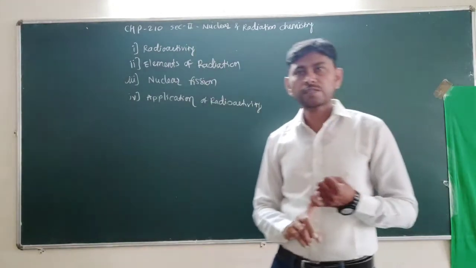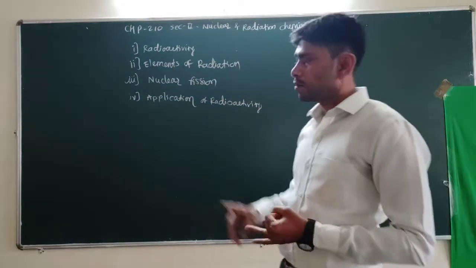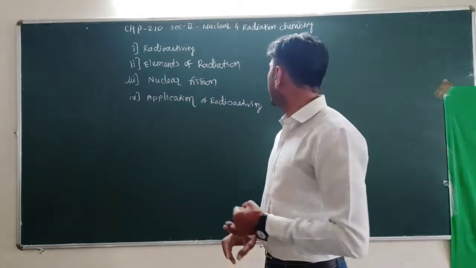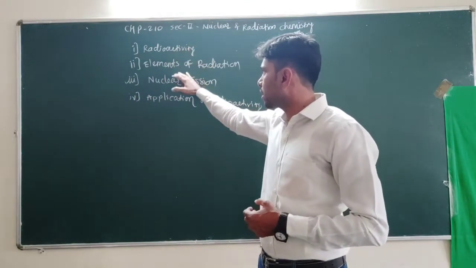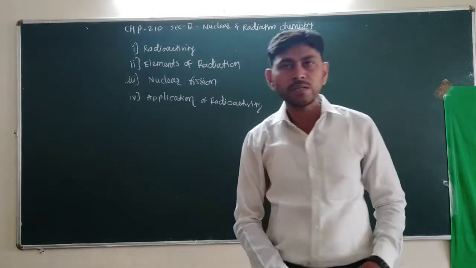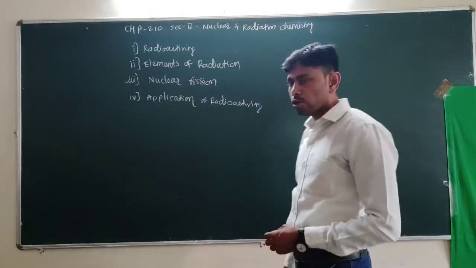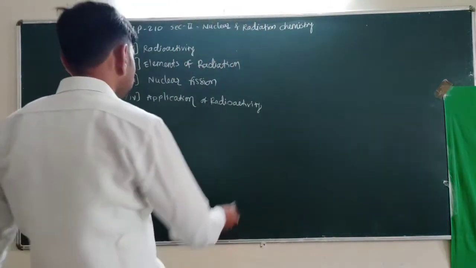contains two sections. The first section contains molecular spectroscopy. The second section contains nuclear and radiation chemistry, in which there are four topics. First is radioactivity, second is elements of radiation chemistry, third is nuclear fission, and the fourth topic is applications of radioactivity. So let's start with the first topic, that is radioactivity.